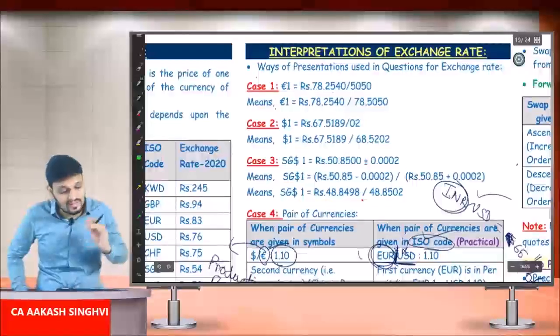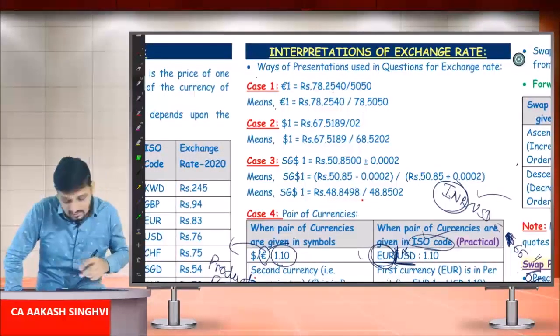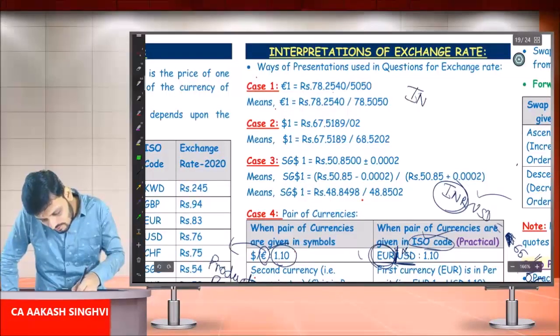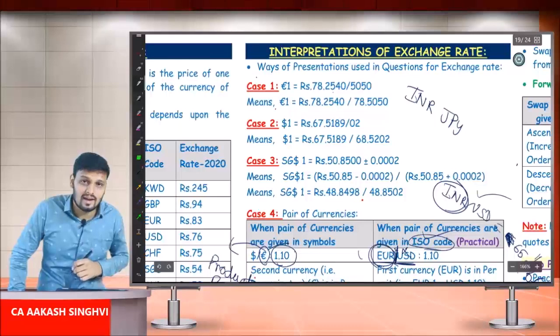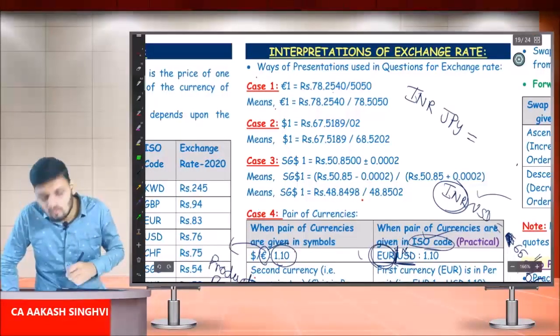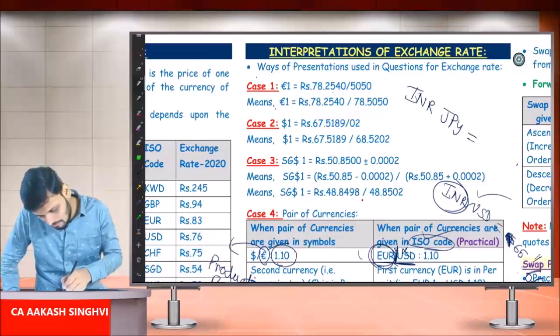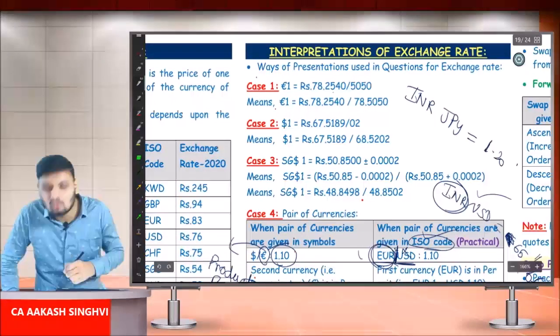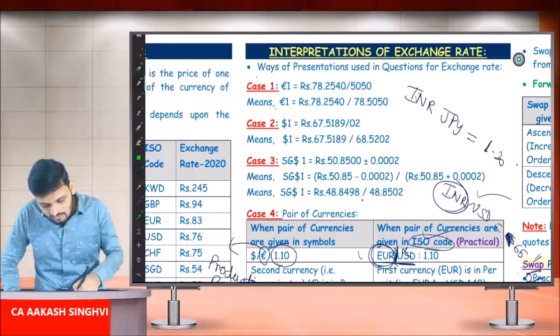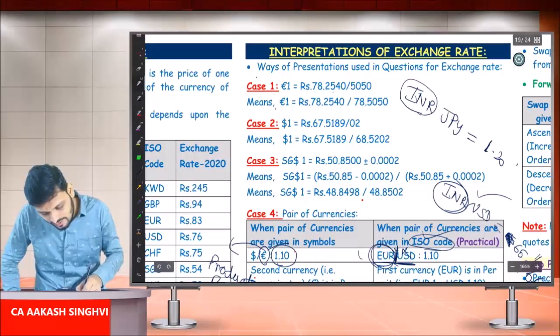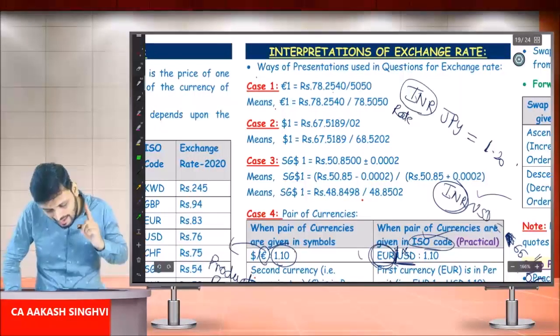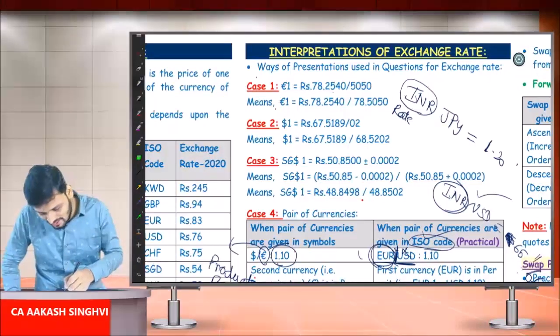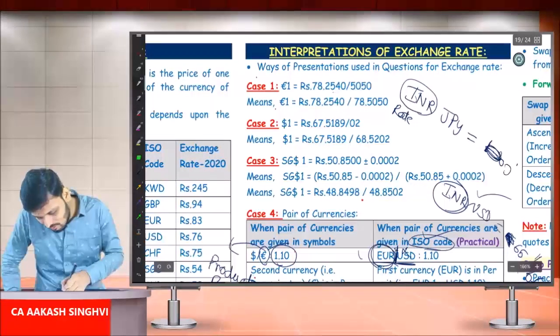I remember one of the examinations, they have given you something like this. INR JPY. JPY is Japanese yen, equals $1.20. Let us assume 1.20. So if you go by ISO code, you will find that this is the rate. So for 1 INR, okay, this is actually right, sorry, 0.70. I am just changing my example.